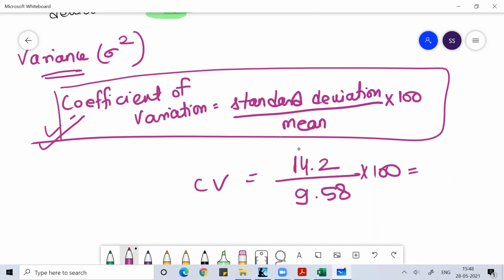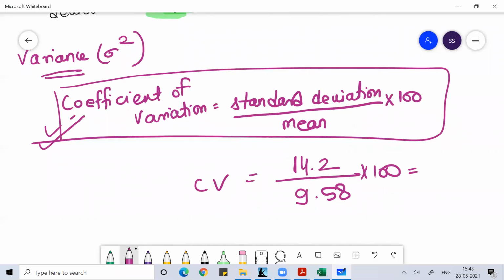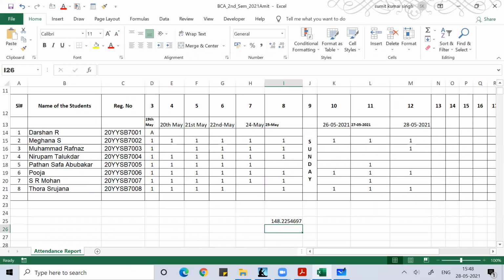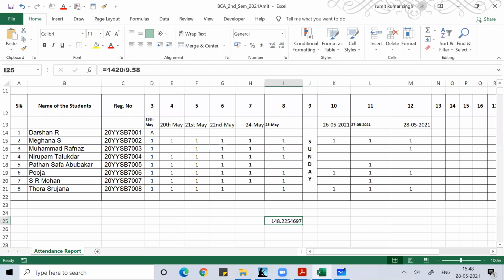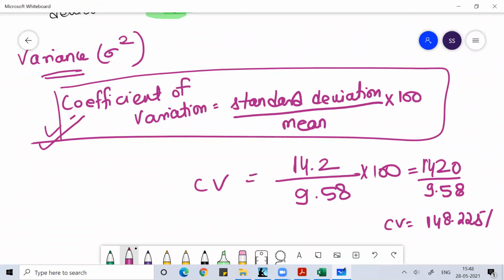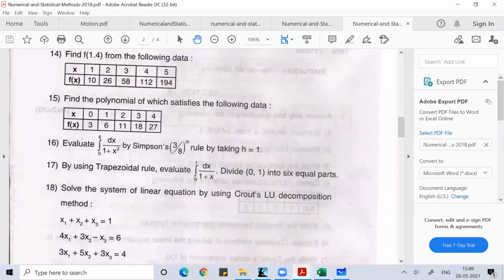So if you solve this, you will get the coefficient of variation. Find 14.2 divided by 9.58, into 100. That is 1420 divided by 9.58, and you'll get 148.225. So your coefficient of variation is 148.225%. Simple, based on this formula you get a question, and you can easily do that. I don't think you will face any problem.